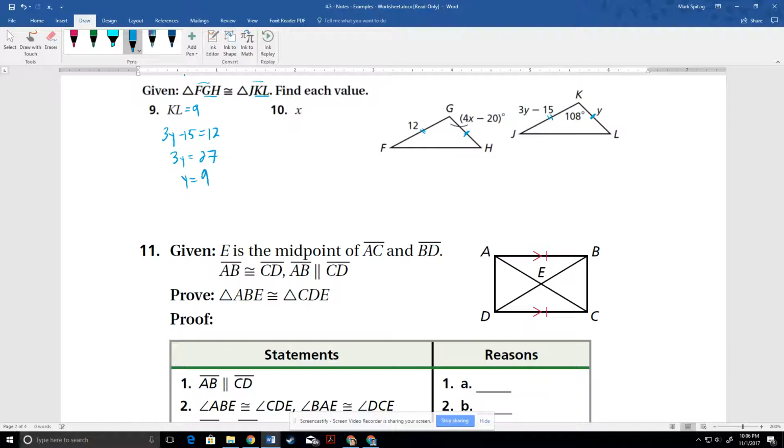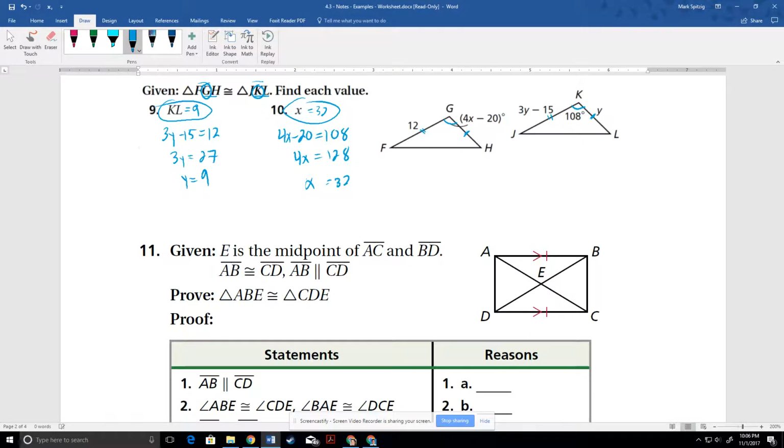Now I've got to find x. And so I recognize x is this angle right here. It's angle G. And so angle G corresponds to angle K. So it is 108. So basically I know that 4x minus 20 is going to be 108. So 4x equals 128, which would be 32, I believe. X is 32. And am I done? Yes, I'm done, because that's what I was looking for.